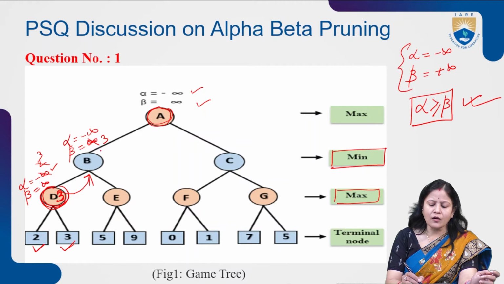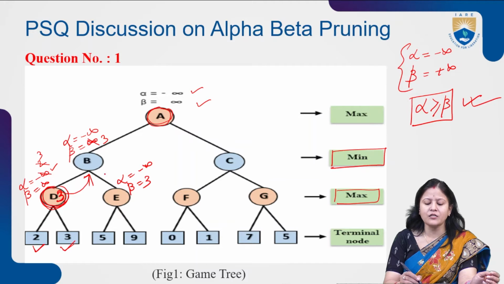Now there is no other value. So now for the B node, alpha is equal to minus infinity and beta is equal to 3. Now we have to explore the right side of B. The same alpha equal to minus infinity and beta equal to 3 will be passed from B to E. After reaching here, which value will be changed for the node E? Because it is a max player, the alpha value will be changed.